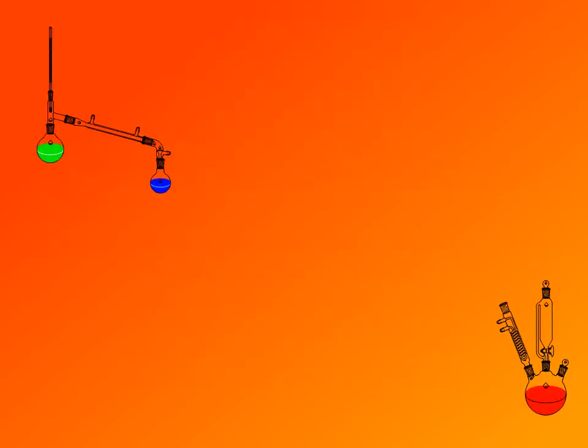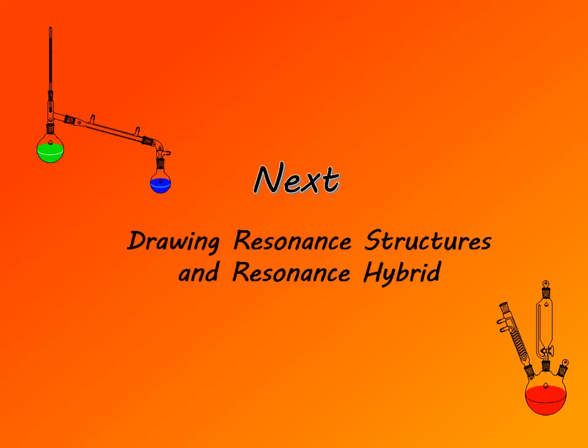This completes the introduction into electron delocalization and resonance. And next we are going to look into how to draw resonance structures and what a resonance hybrid is.